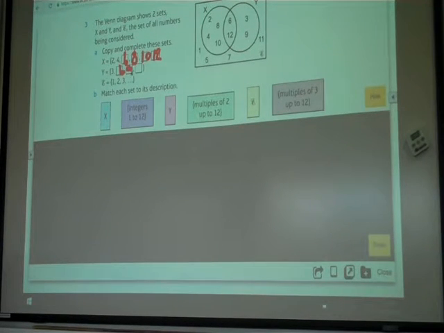3, 6, 9, 12. Now, what about that little curly E? 5, 7, 11. 2, 8, 4, 10. 6, 12, 9. What does that little curly E mean? Everything. It means all of the elements being considered.